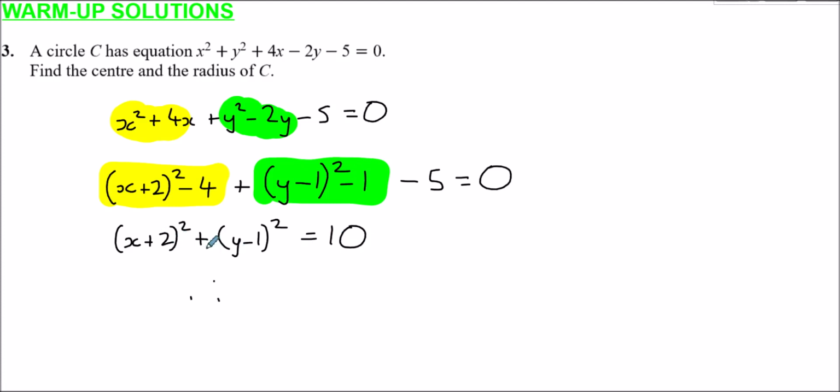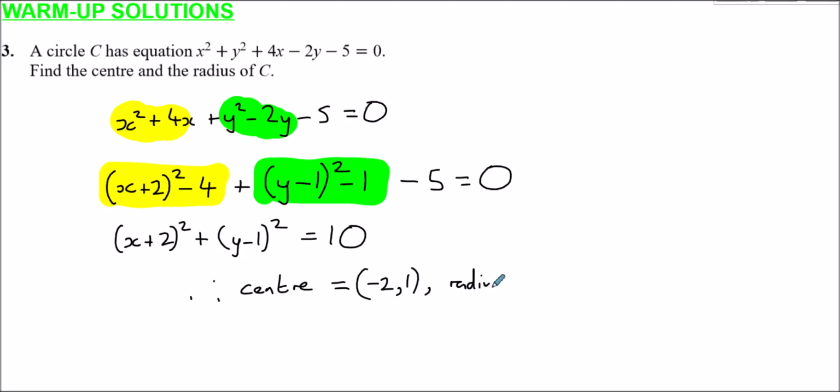Now we should be able to work out what the centre is. So the centre is given from the values in these brackets. So the centre, in the x bracket, we've got x plus 2. That tells us the x-coordinate of the centre is minus 2. In the y bracket, we have y minus 1. That tells us the y-coordinate of the centre is plus 1.